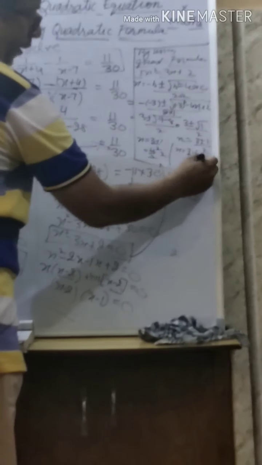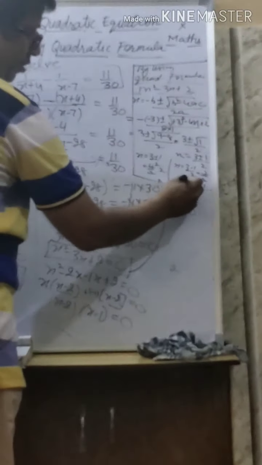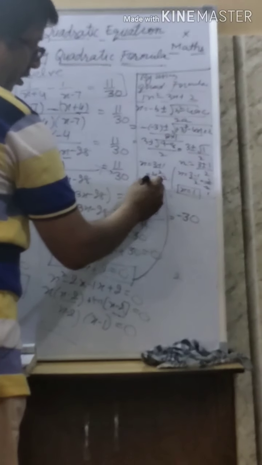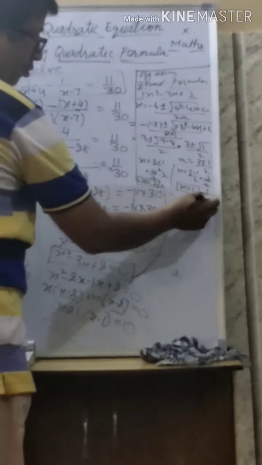So now you separate it into 2 times, 1 for positive and 1 for negative. So it is 4 by 2, which is 2, and it is 2 by 2, which is 1. So one answer is x is equal to 1. The other answer is x is equal to 2.